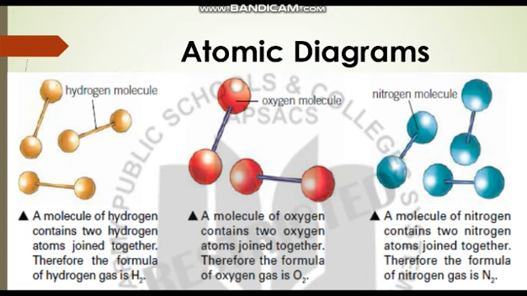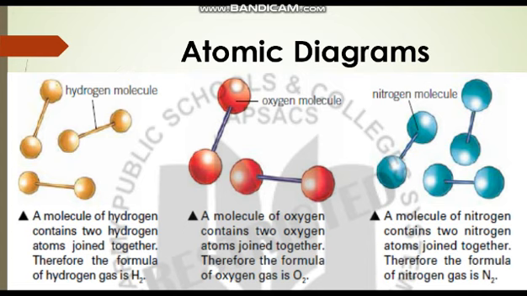Next is the oxygen molecule. Oxygen's atomic number is 8. 2 electrons in the first shell and 6 electrons in the second shell. As 2 more electrons are needed by the second shell to become complete, another oxygen atom will join and both of them share electrons with each other. The formula of the oxygen molecule will become O2.